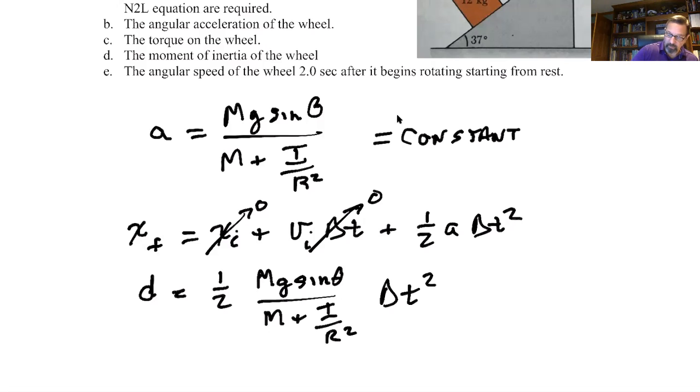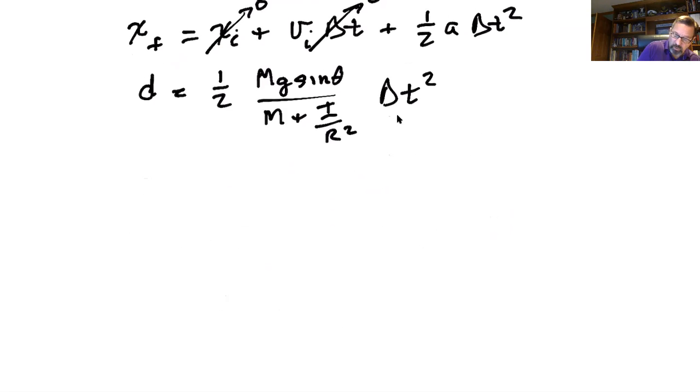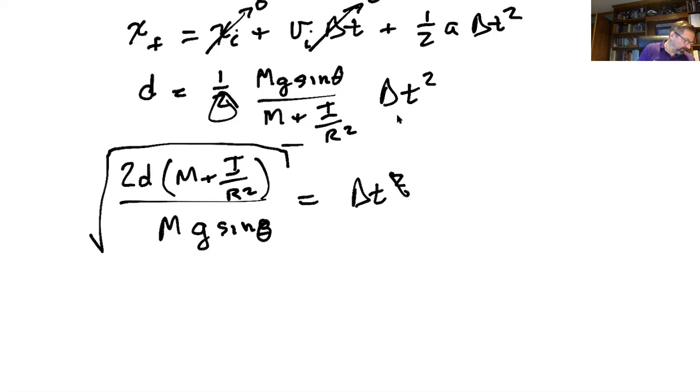We're rolling here. Hopefully I'm boring you with algebra. If I want to solve for the time interval, I need to go 2 times d times m plus the moment of inertia over r squared. I just brought these two to the other side of the equation. And then I have to divide through by mg sine of theta. And that's going to be equal to the time interval squared. If I want to get the time interval, I just take the square root of that. Hopefully that's what I got written on my paper.